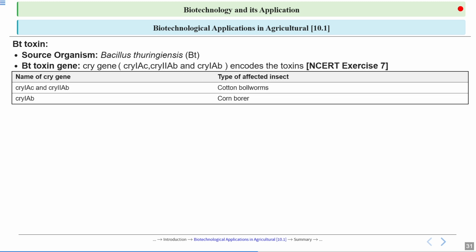So what are those genes? The source organism we know is Bacillus thuringiensis. Now Bt toxin genes, we call these genes as Cry genes. So it is Cry1Ac, Cry2Ab, and Cry1Ab. This encodes the toxin. From here you can get your answer of NCERT exercise 7.